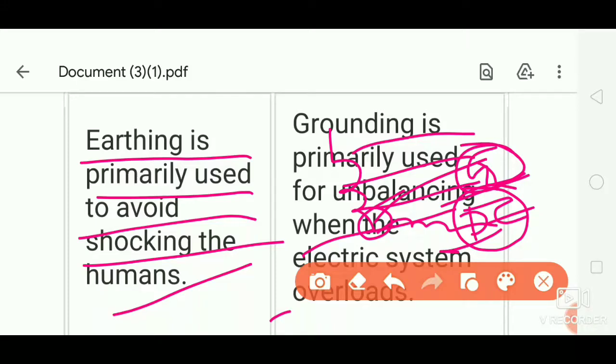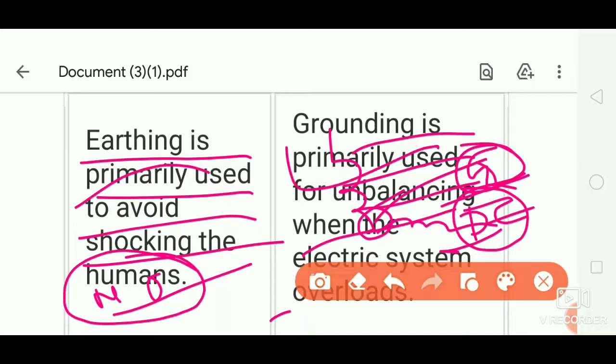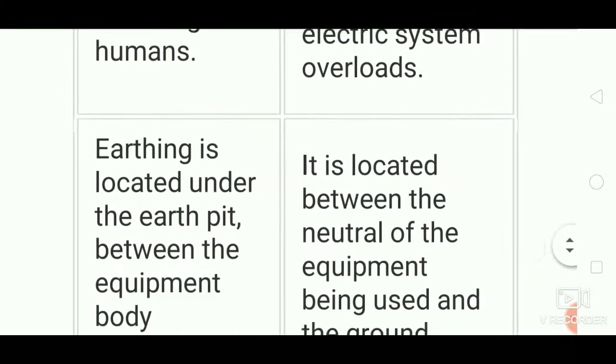But for earthing systems, we always use it to avoid shocks. There is no current flowing in an earthing system. When a voltage occurs, then the current will flow. But in grounding systems, there will be current flowing through the system, whether or not there is a fault condition. The current is always flowing through the grounding system, but in the earthing system, there is no current flowing. So this is one difference between earthing and grounding.